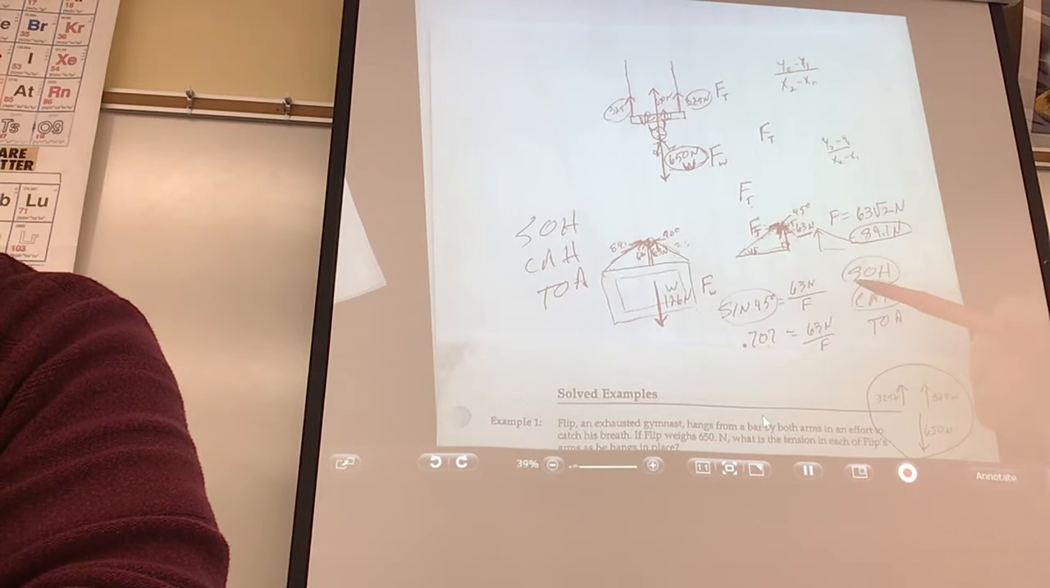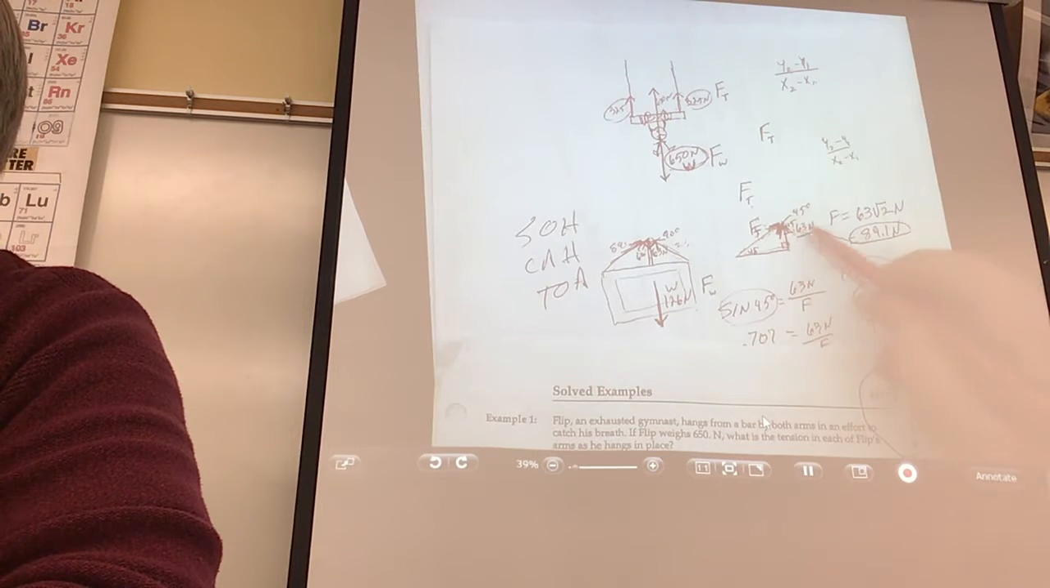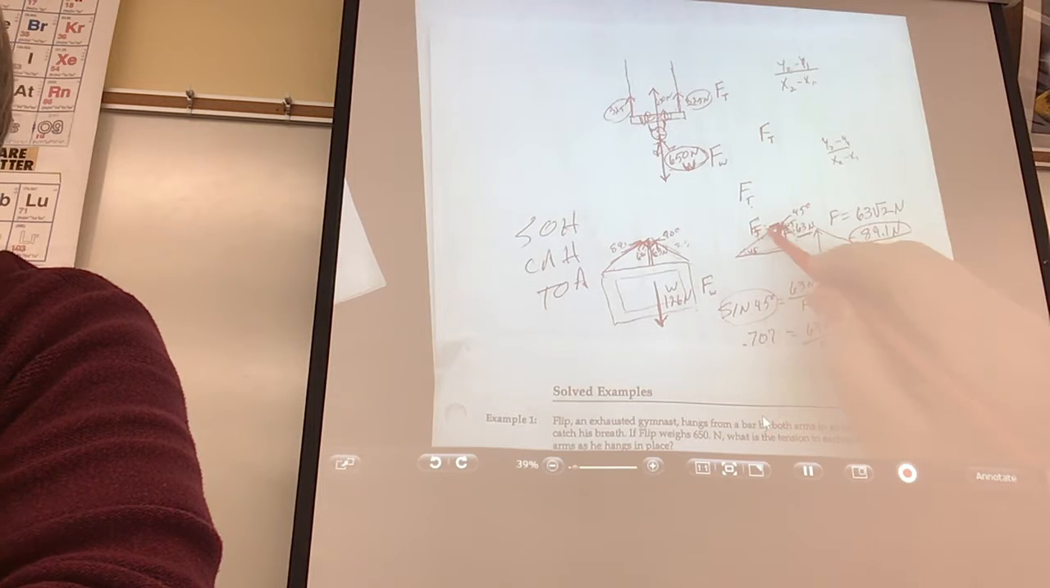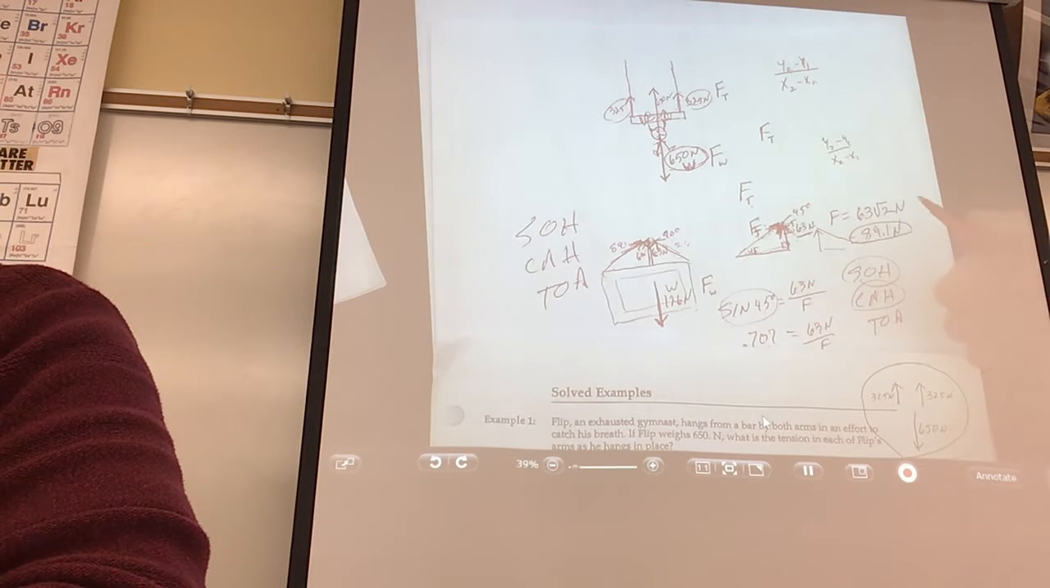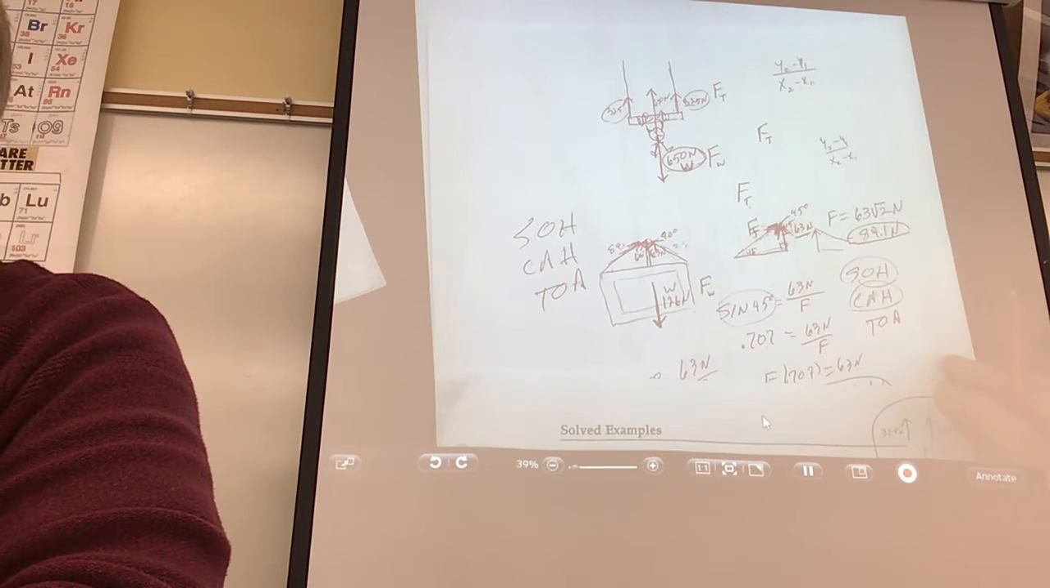63. So it's only half, right? Everybody see that? And so this would be labeled as 63 newtons up here. And this is your tension force. What you're really trying to find is the tension force, isn't it? Okay, so now, this one actually had 3 ways of doing this problem.